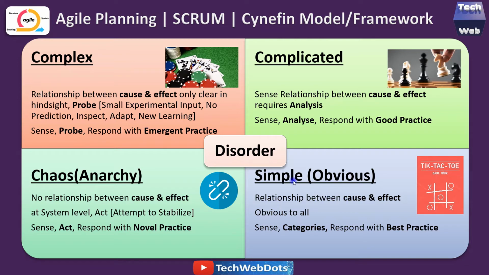When we talk about simple and obvious, in that scenario, if you are working on an enterprise level project, there will always be a relationship between cause and effect. All the decisions will be very obvious to all. So we use our sense, we categorize the things, and we respond with the best practices. You can take the example of the tic-tac-toe game, where whenever there is any entry in this game, it's really obvious what we are going to do next. So it is just like that.